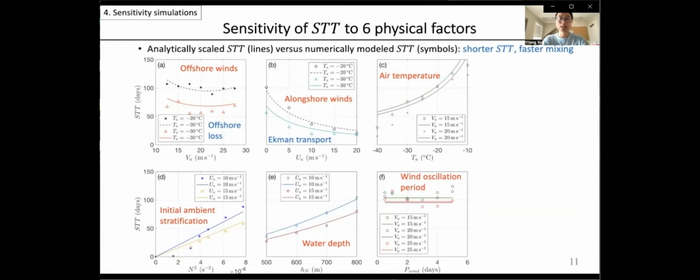In panel B, stronger alongshore easterly winds can also induce stronger onshore Ekman transport. This process reduces the offshore loss of dense water, and more dense water can stay in the polynya water column and enhance local mixing. We have also tested other physical factors, including air temperature, initial ambient stratification, water depth, and wind oscillation period. Overall, the numerical result is consistent with our analytical scaling result.